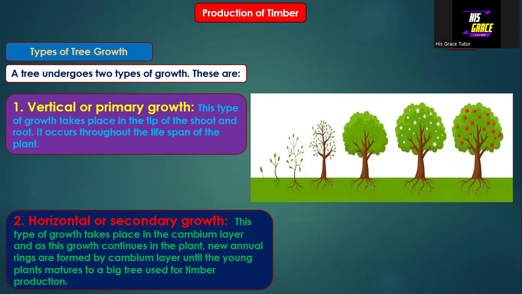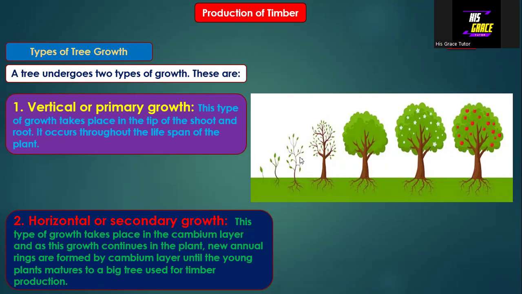Then we also have the second type of growth that a tree undergoes, known as horizontal or secondary growth. This type of growth takes place in the cambium layer, and as the growth continues in the plant, annual rings are formed.